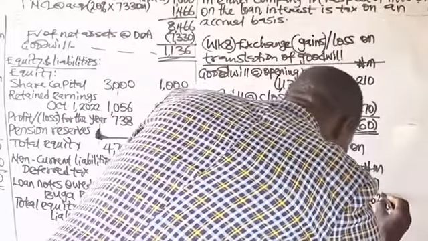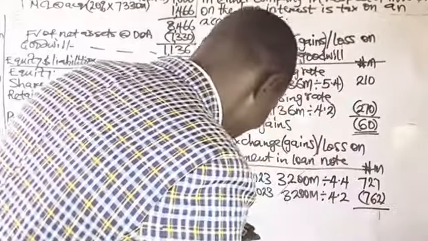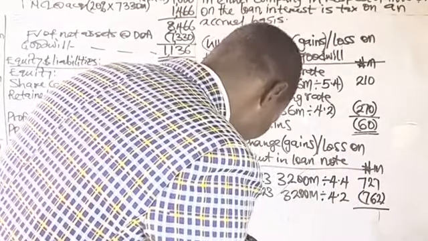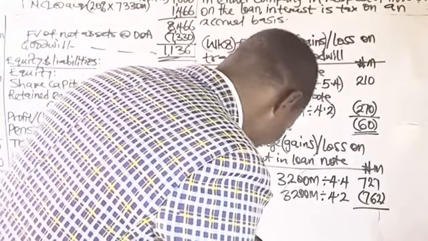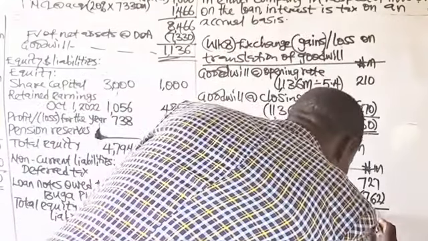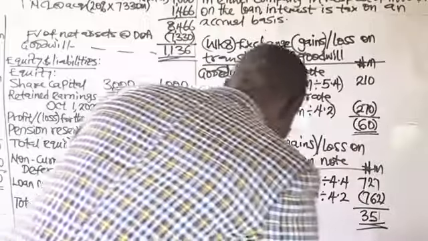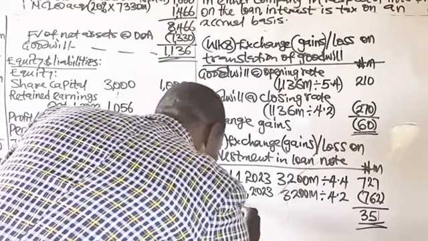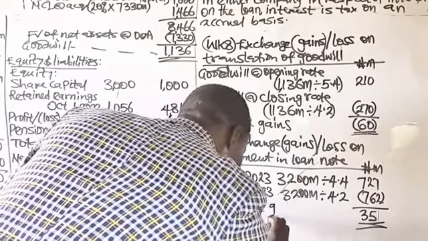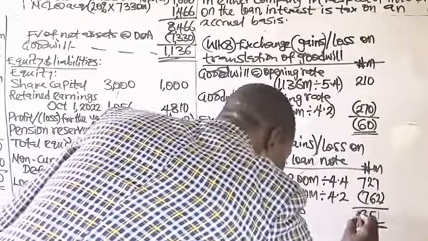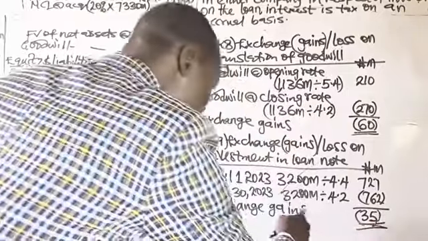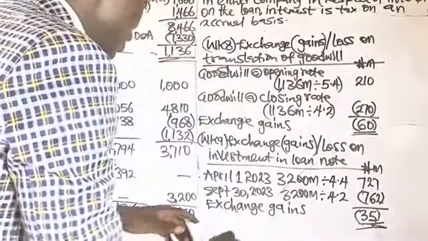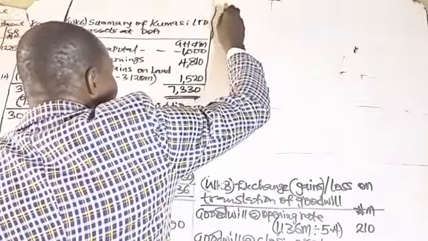So the difference is 762 minus 727. That gives us 35. The exchange gains on translation of the loans, investment in loan notes, exchange gains. So we have that to be 35. It is still a gain. Don't say because it is negative that it should be loss. So working number 10.